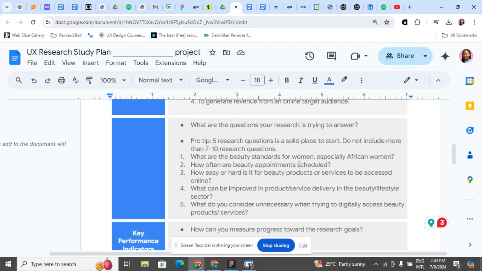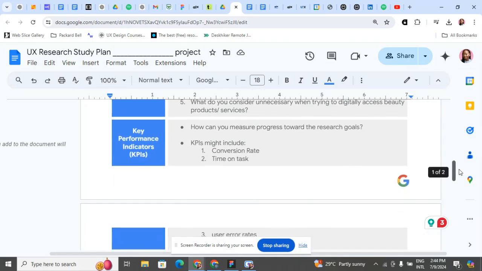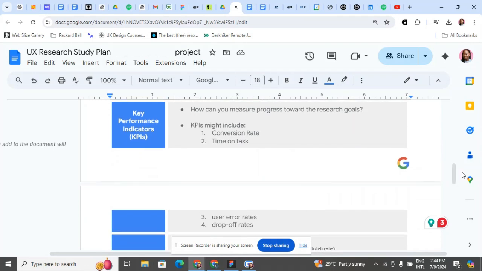So beyond beauty standards of women, how often are beauty appointments shared? If you notice, one person cannot answer this question. I cannot ask this question to one person. So again, these are not the questions you're asking the participant. This is covering the questions that the participants should try and answer. One participant cannot answer a question like what are beauty standards.